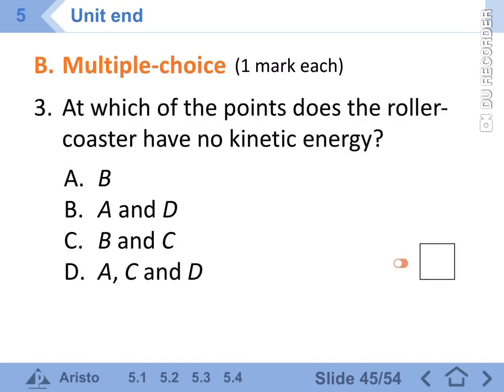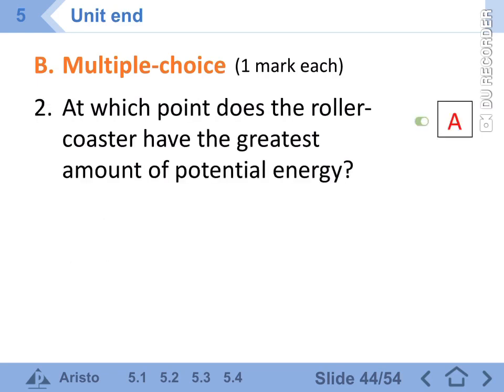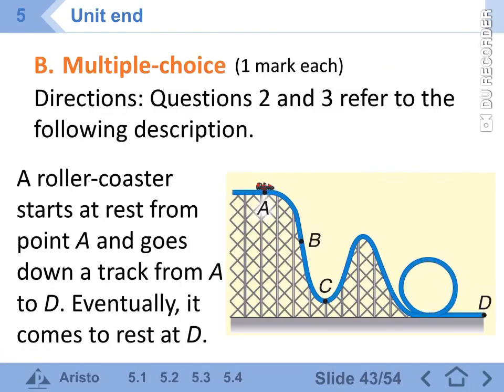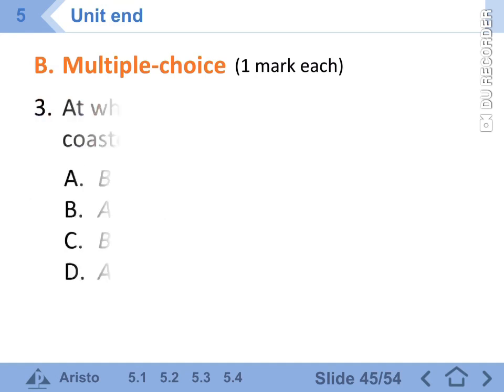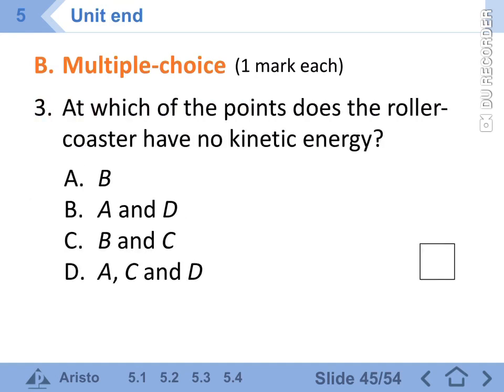Next question. At which other point does the roller coaster have no kinetic energy? Remember, no kinetic energy means that it is not moving at all. So in this diagram, which points are moving? B and C are moving, so we can cross out those. Only A and D are not moving. Yes, the answer is B, because at point A and point D, those 2 points are not moving at all.